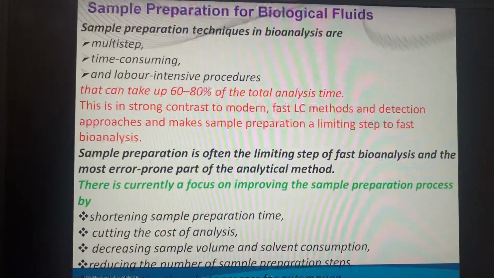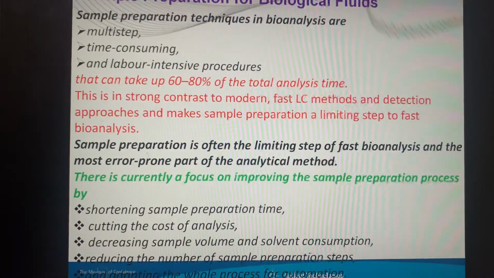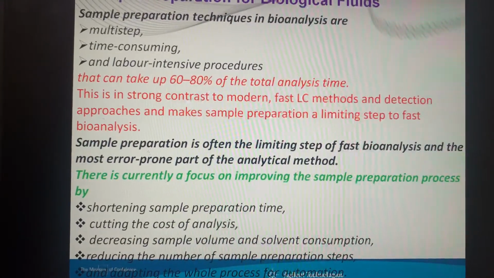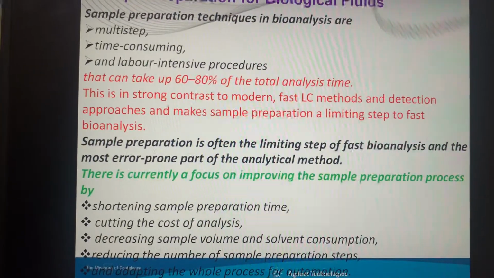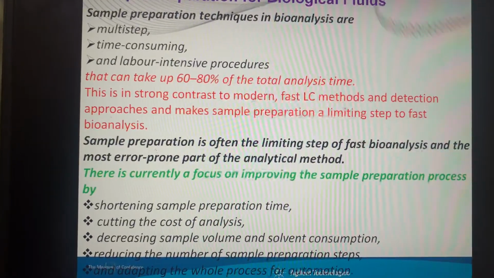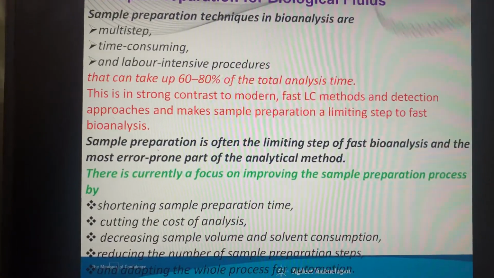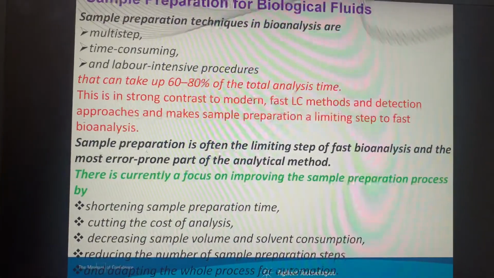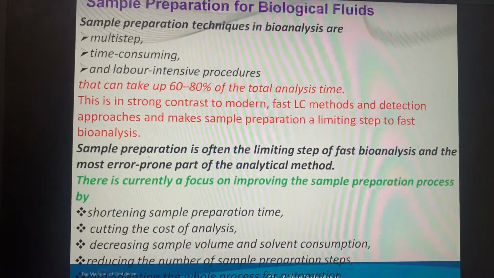And there is a strong contrast to modern fast LC methods and detection approaches, which make analysis quite quick. Therefore, we make use of modern methods for detection of bioanalytes. It is also said that sample preparation is often the limiting step of fast bioanalysis and the most error-prone part of the analytical methods.